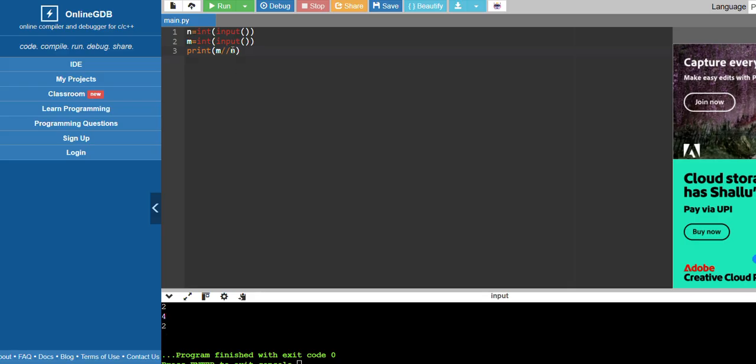Okay, and let's run the division method. It prints the decimal number. These are called floating numbers in Python. Okay, that's it guys. I hope you all understand.